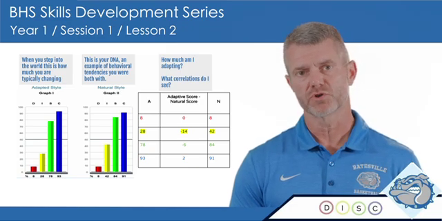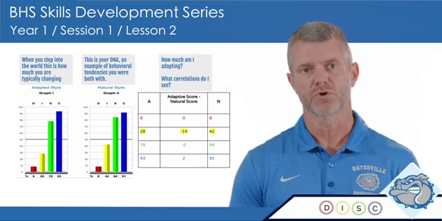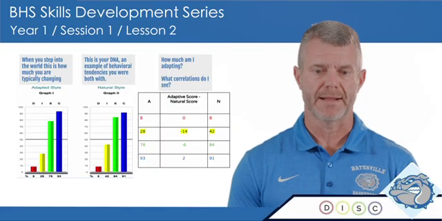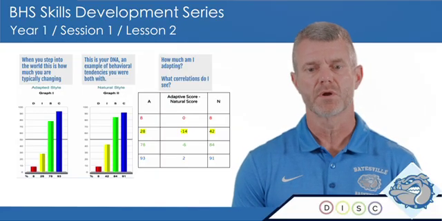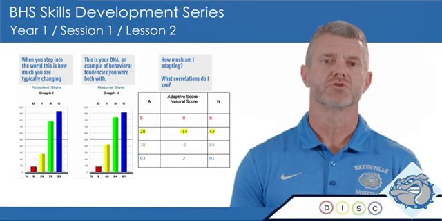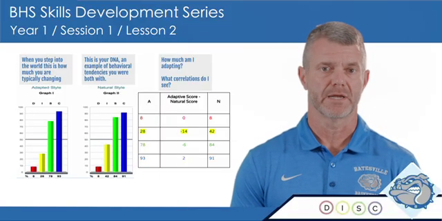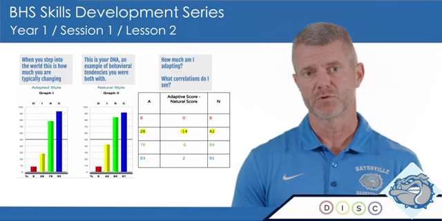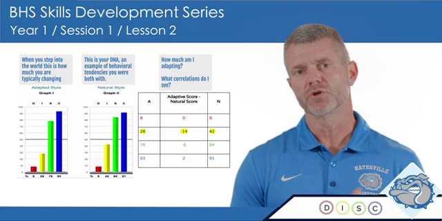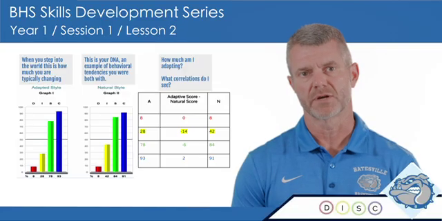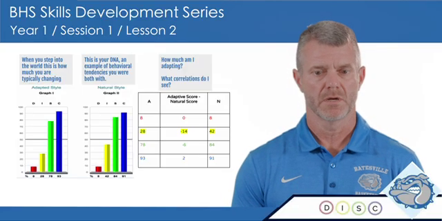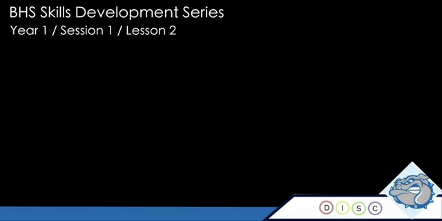So what we want to first do is create this calculation and look at specific trends. So you see the two questions here. How much am I adapting, right? So we're going to take our adaptive score minus our natural score, and that becomes our adapting score. And what correlations do I see? Typically, when somebody adapts, we see if we adapt in one area, we also adapt in the other area. We're going to pause the video now, and you're going to create this calculation and start to look at these two questions. How much am I adapting in a typical environment, and what correlations might I see?